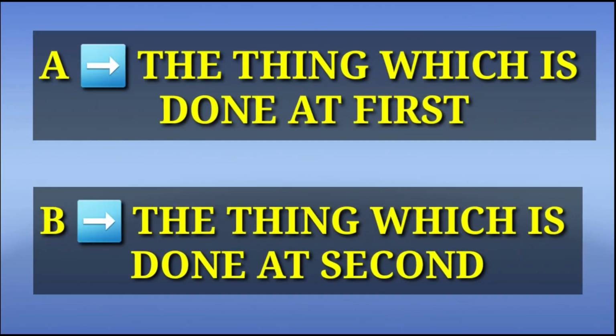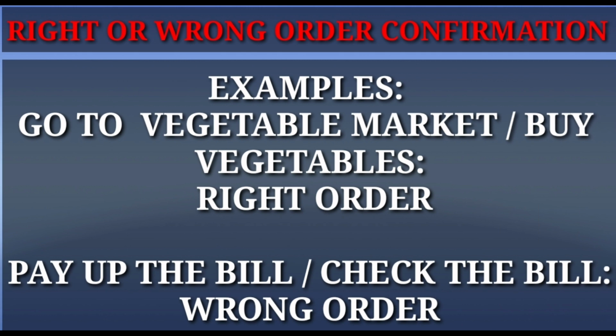Before moving into the structures, I would like to tell you about A task and B task. Here, A represents the thing which is done first, and B represents the thing which is done second. In a question, we have to make confirmation about A task and B task. Now, right or wrong order question confirmation for you.